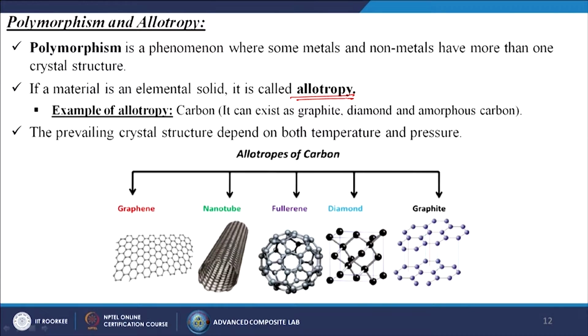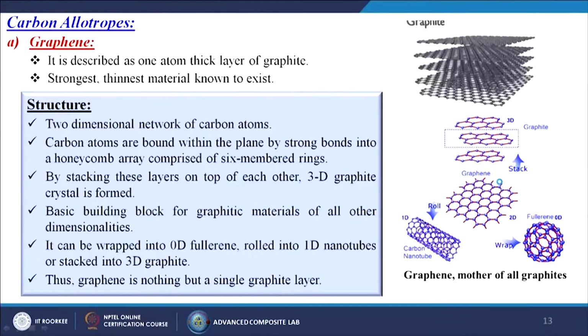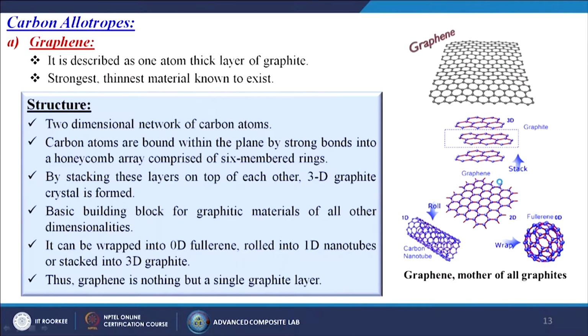What is an example of allotropy? The best example is carbon. It can exist as graphite, as diamond, as amorphous carbon. So, it can be present in the environment in so many forms. The prevailing crystal structure depends on both temperature and pressure. What are the allotropes of carbon generally? We can see graphene, nanotube, fullerene, diamond and graphite. Now let us discuss the carbon allotropes one by one.